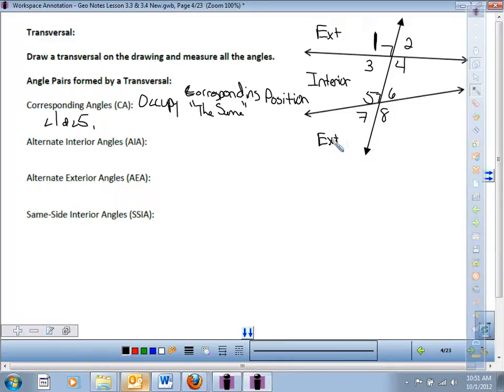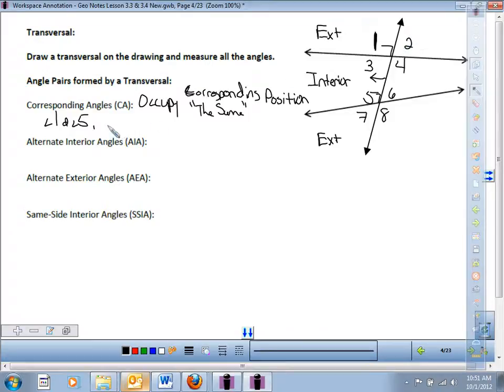Now, when we are doing corresponding angles, look, one of them is on the inside and one of them is on the outside, and they are both on the same side of that transversal. In this case, they're both to the left of the transversal. One's interior, one's exterior. Alright, so now looking at that, let's go to angle 2 over here.